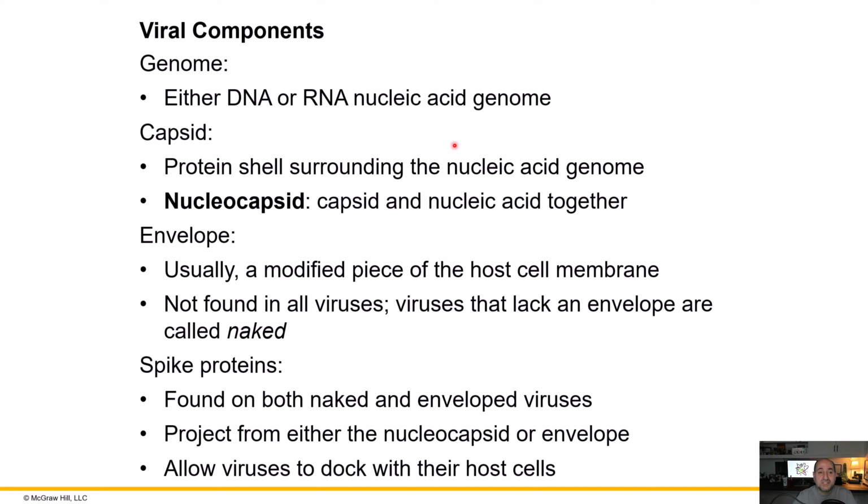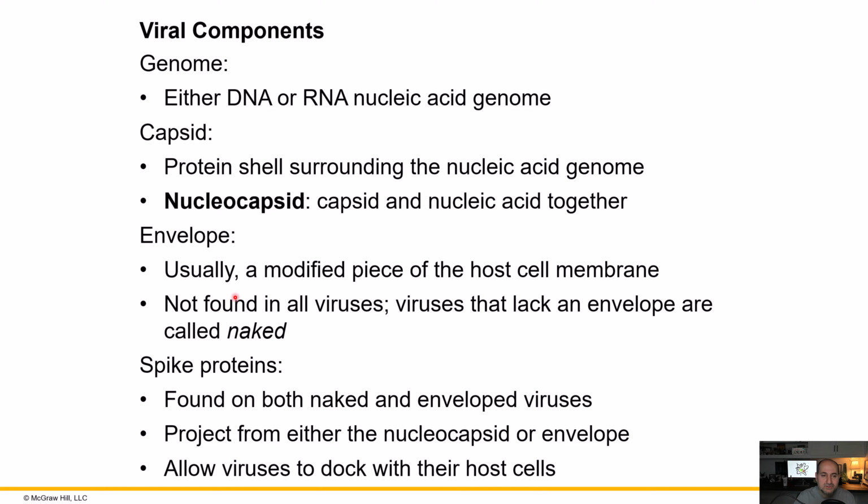By the way, the genome plus the capsid has a name. It's called the nucleocapsid. Nucleocapsid refers to the capsid and nucleic acid together. And every single virus has at its core at least a nucleocapsid. That nucleocapsid could be a genome of RNA surrounded by a capsid coat, or a genome of DNA surrounded by a capsid coat. Additionally, some viruses have an envelope. This means a membrane, like a plasma membrane, surrounding the nucleocapsid, surrounding the protein coat.